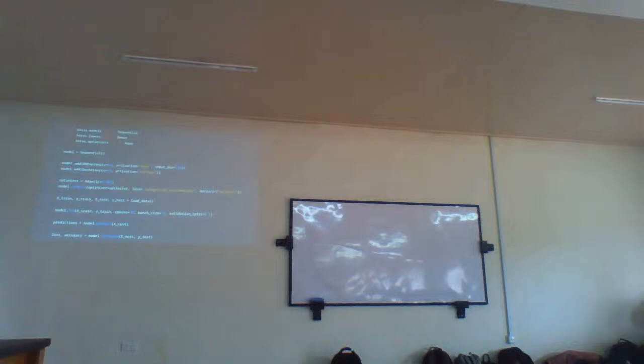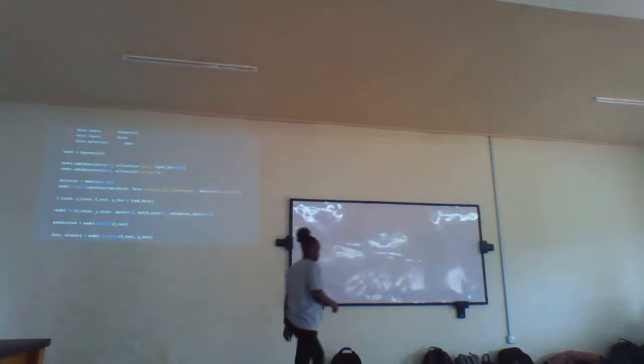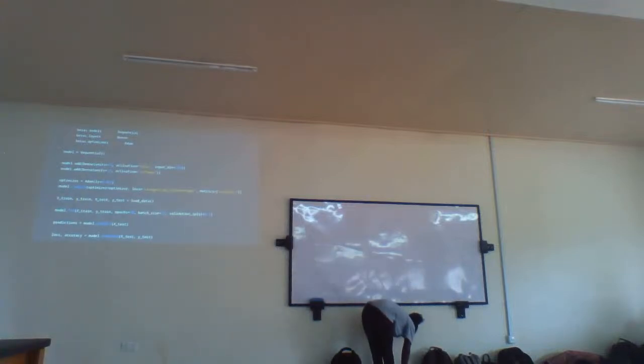Then you're calling the optimizer. The optimizer also takes what we call the learning rate. The learning rate is how fast the model should learn. You could reduce that to 0.001, or you could have it at 0.0001, which means it will learn slower. It will take a long time to learn.